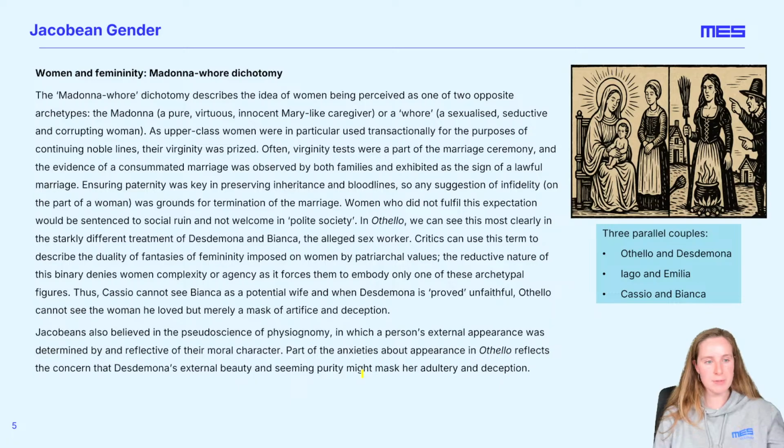In Othello, we can see this most clearly in the starkly different treatment of Desdemona and Bianca, the alleged sex worker. Critics can use this term to describe the duality of fantasies of femininity imposed on women by patriarchal values. The reductive nature of this binary denies women complexity or agency, as it forces them to embody only one of these archetypal figures. Thus, Cassio cannot see Bianca as a potential wife, and when Desdemona is proved, so-called, unfaithful, Othello cannot see the woman he loved, but merely a mask of artifice and deception.